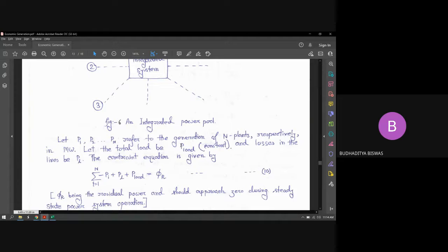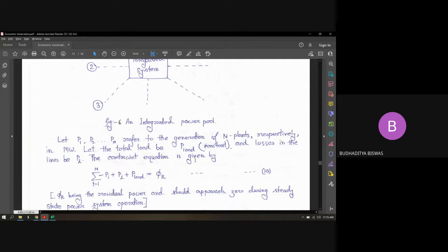So we need a very fast processor as well as very fast methods, because time cannot be saved based only on the hardware. It is also the responsibility of the software or the coding to minimize the time. So let the total load demand be P load constant and losses in the lines be PL. This is a new term introduced here, losses in the line. This loss is the total interconnected loss.